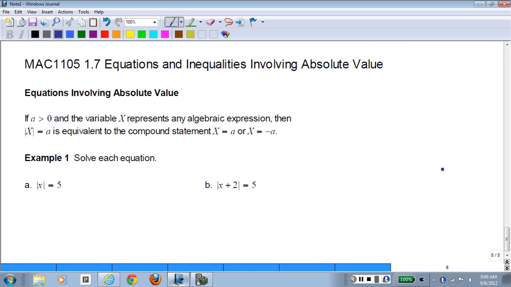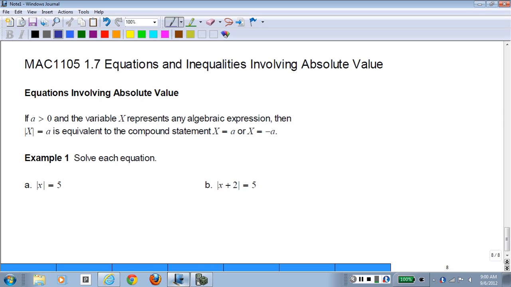For the equations involving absolute value, we just want to observe. I just like to look at example 1. What numbers can you think of that have an absolute value of 5? 5 and negative 5. Basically, absolute value is the positive distance between a number and 0.